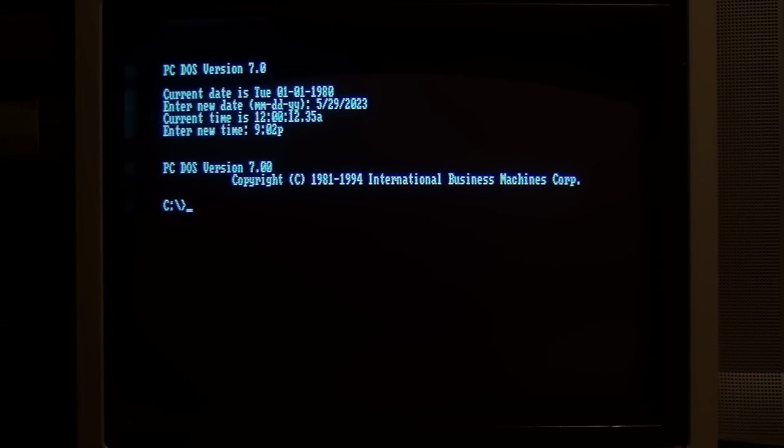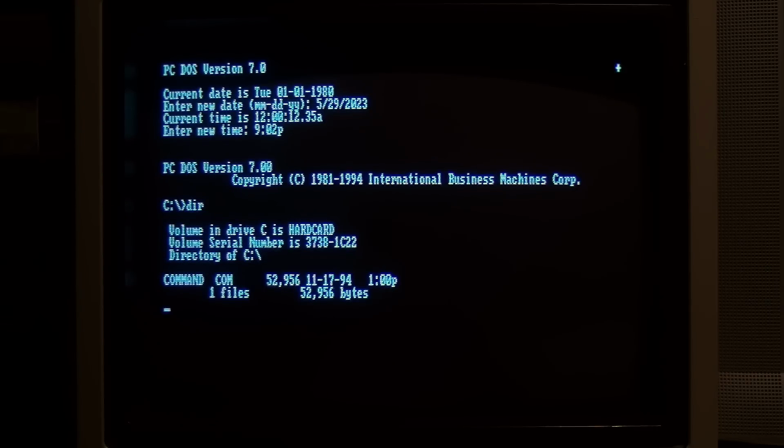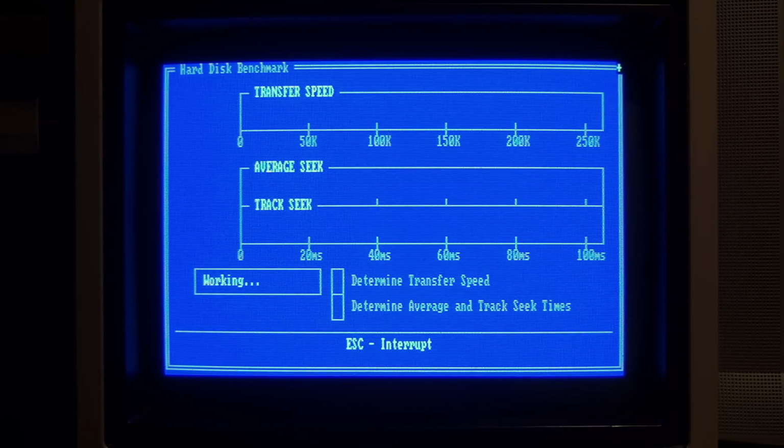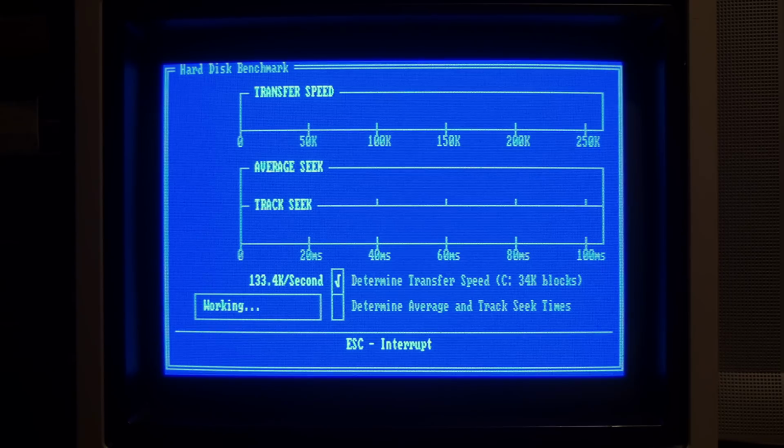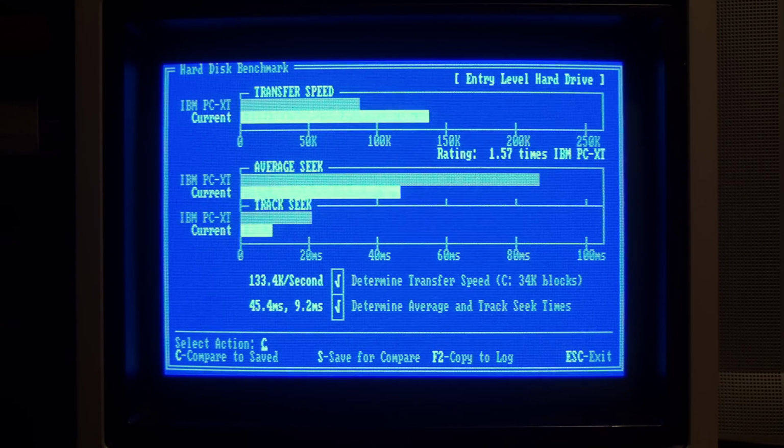And there is the hard card booting up. And it has almost 21 megabytes free. It's quite a bit faster than the original hard drive that the IBM XT came with, about 1.5 times faster.